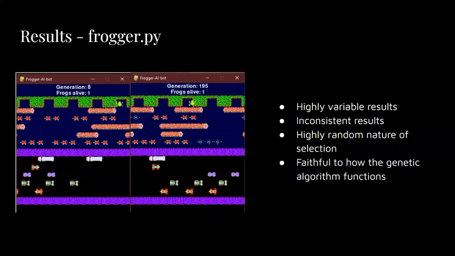In the original Frogger game, the results were highly variable and very inconsistent. On the left, it only took 8 generations for the program to finish, while on the right, it took 195 generations for the program to find a path. This is likely due to the highly random nature of the selection algorithm, but it is very faithful to how the genetic algorithm functions.